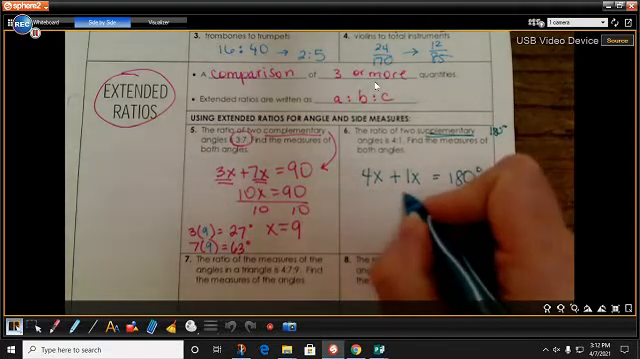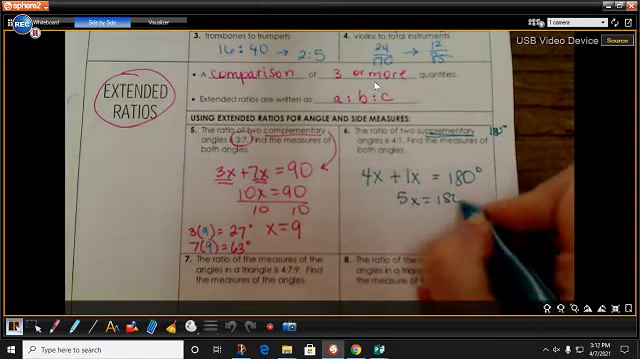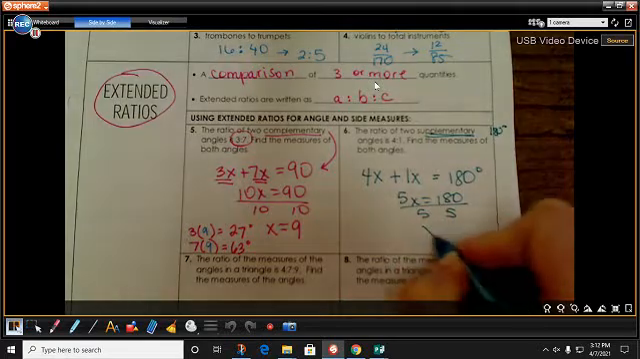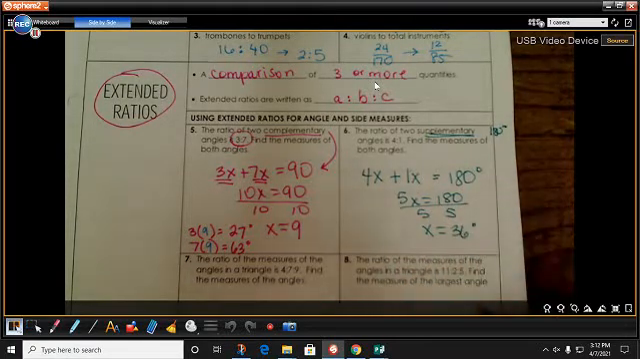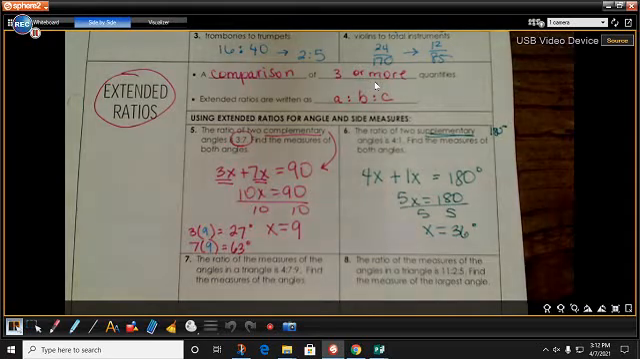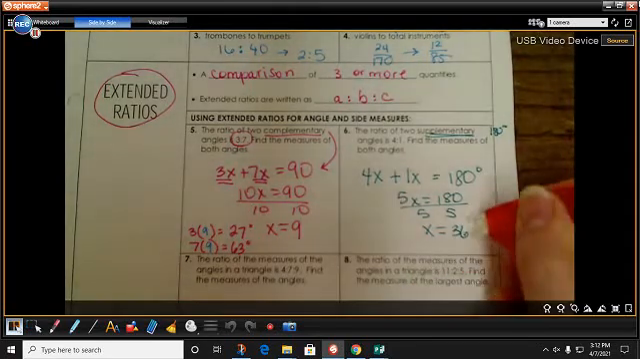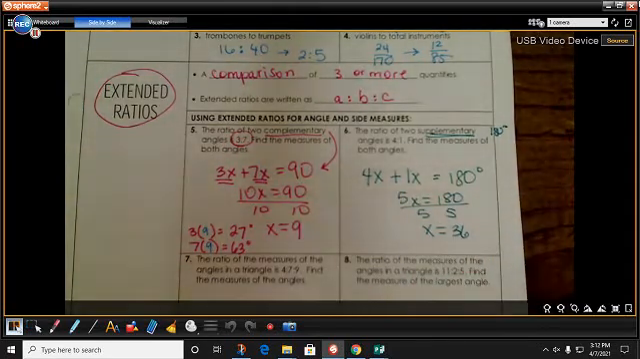So this together, when I simplify it, becomes 5x equals 180. And when I divide that out, x comes out to be 36 degrees. Not 36 degrees, just the number 36. Mrs. Cerna, get your life together.